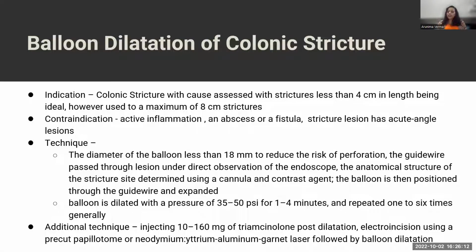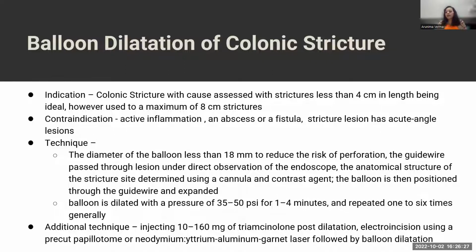For balloon dilatation, again, the technique remains the same. Here, a stricture less than 4 cm in length should be considered. However, up to 8 cm can be taken up for endoscopic dilatation. Again, active inflammation, abscess or fistula should be absent in these patients.